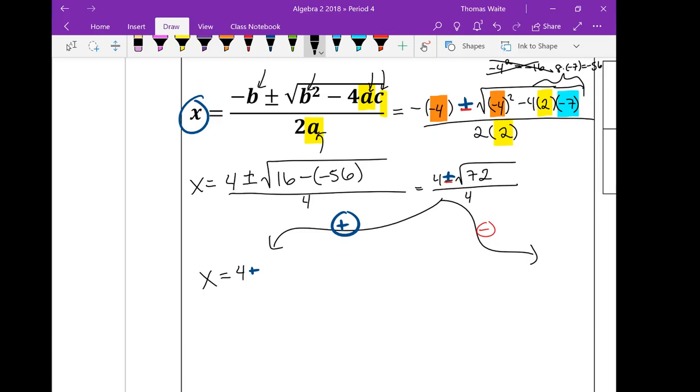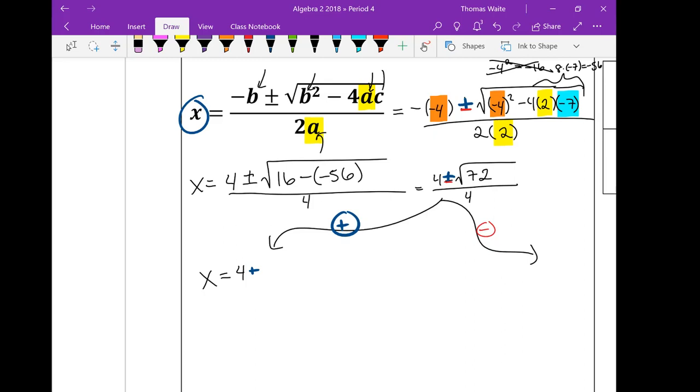And you're welcome to write your numbers in a lot of different ways. I think the most clear for right now will just be as a decimal. So I'm going to take this square root of 72 and just put it in a calculator and find out what the square root of 72 is.